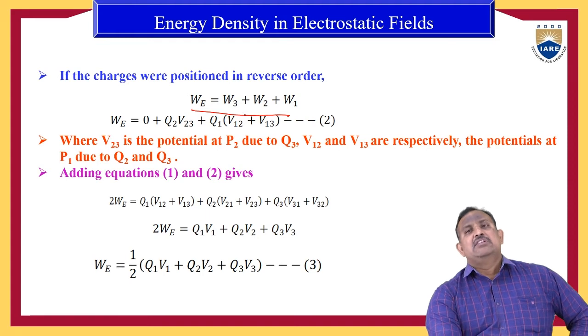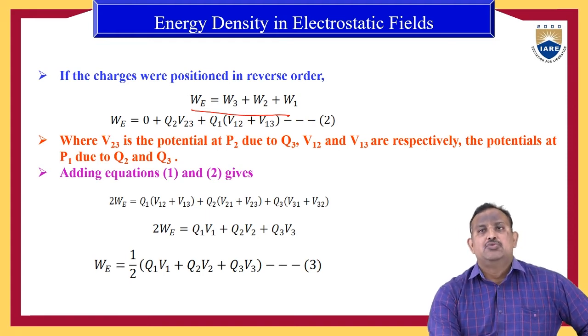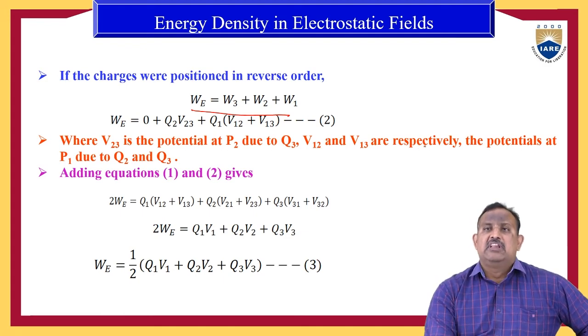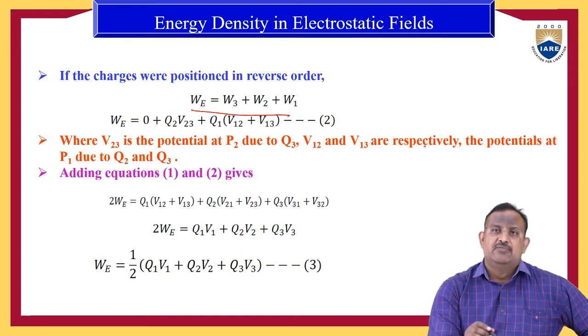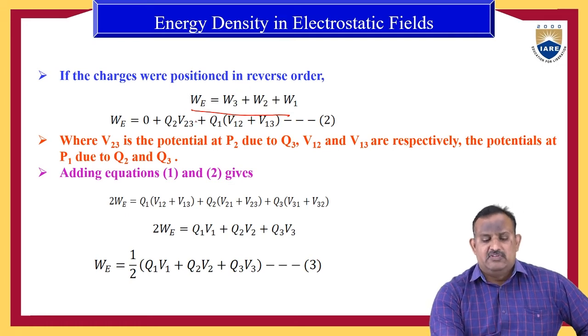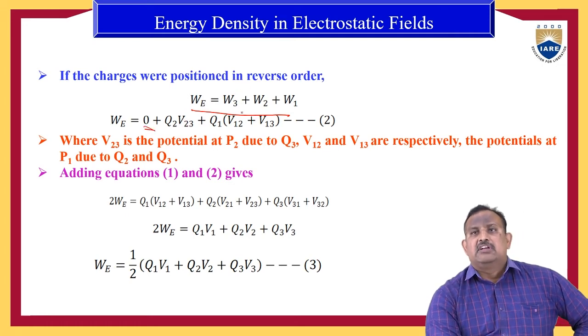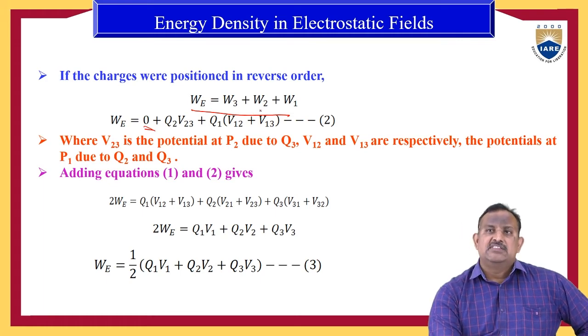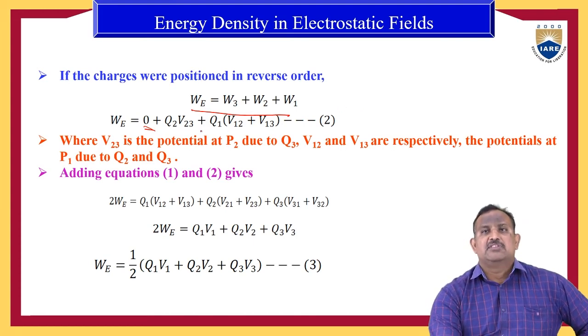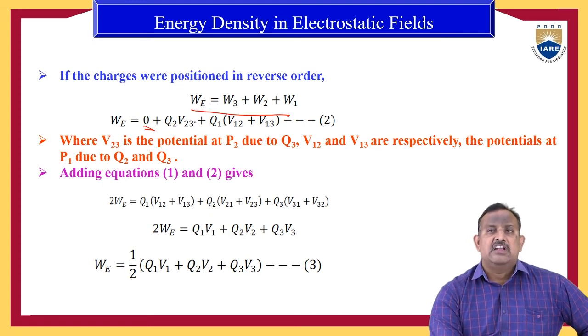Here W3 is the work done required to move a point charge Q3 from infinity to space. Because space is charge free, the work done required is 0 in moving point charge Q3 from infinity to point P3. Therefore, the first one is 0. The second one is the work done required to move a point charge Q2 from infinity to P2, which is the product of charge and potential: charge Q2 and V23, where V23 is the potential at point 2 due to the charge Q3.